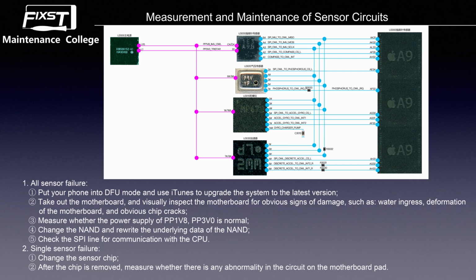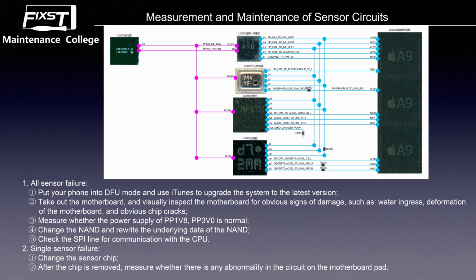And if the voltage is normal, we need to do the next step. We need to change the NAND and revise the underlying data of the NAND, because maybe the information in the NAND has some problem that causes the sensors to fail. And after this, we also need to check the SPI lines of the communication with the CPU. And this is the solution for all sensors failing, and how to repair it.